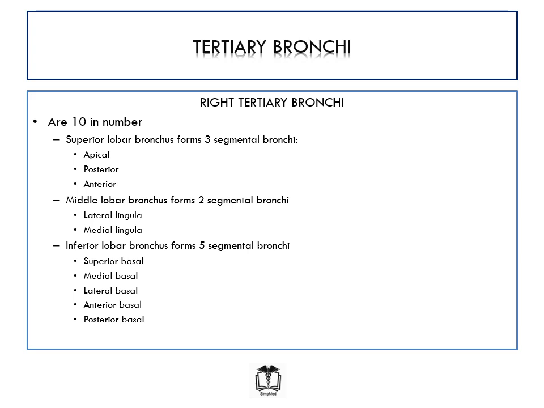If we divide each of them based on where they are gotten from, remember that we started off with three secondary or lobar bronchus. We have the superior, the middle, and the inferior. Each of them give rise to different numbers of tertiary bronchus that would eventually aggregate to form 10 right tertiary bronchus. So the superior lobar bronchus forms three segmental bronchi: apical, posterior, and anterior.